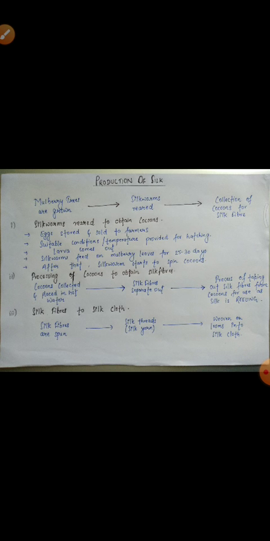First of all, rearing of silkworms is done to obtain cocoons. In this, the eggs that are stored are sold to farmers, and after that the farmers provide them suitable conditions and temperature for hatching.